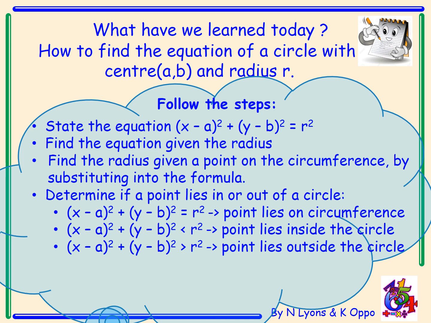Looking at the conditions, if the left hand side is equal to the right hand side, the point lies on the circumference. If the left hand side is less than the right hand side, the point lies inside the circle. And if the left hand side is greater than the right hand side, the point lies outside the circle.